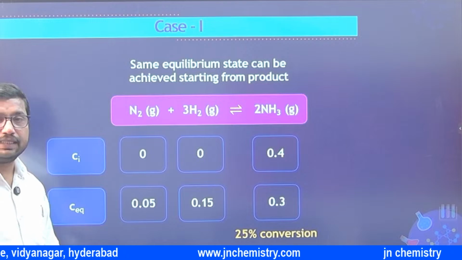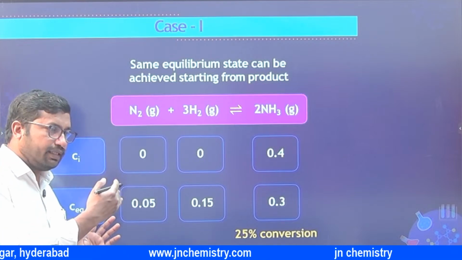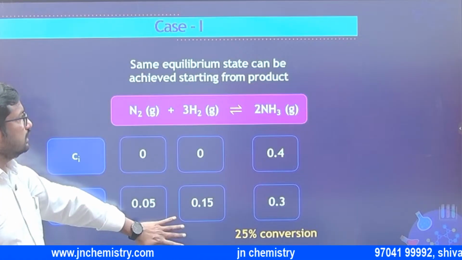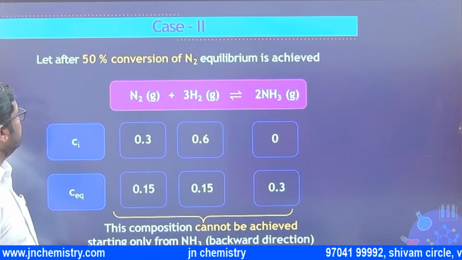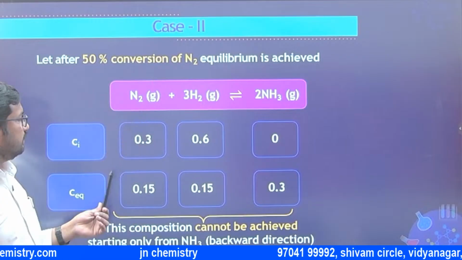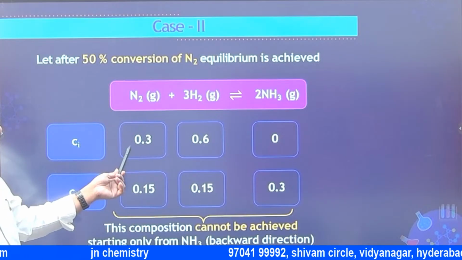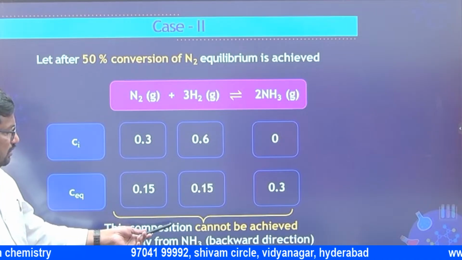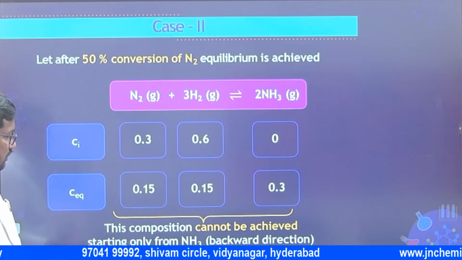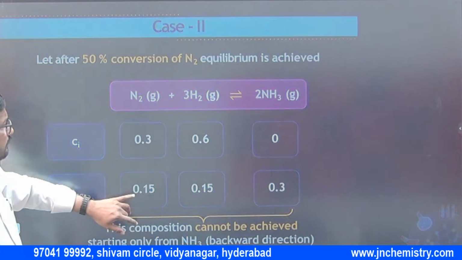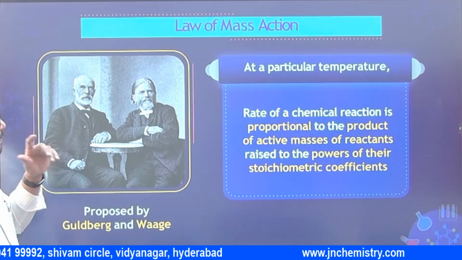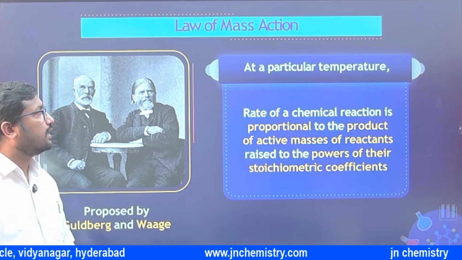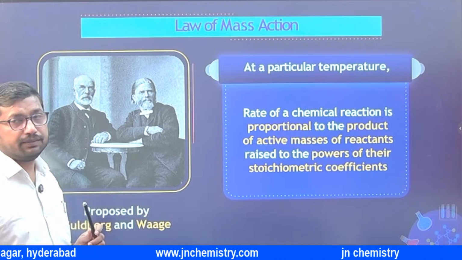So what do these points indicate? The equilibrium can be attained from both directions, either forward or backward. After 50% conversion of the equilibrium it is 0.3, 0.60. After equilibrium, this composition cannot be reached simply by starting from the backward reaction. So no issues, that is total forward and backward. Next, law of mass action. This is important.